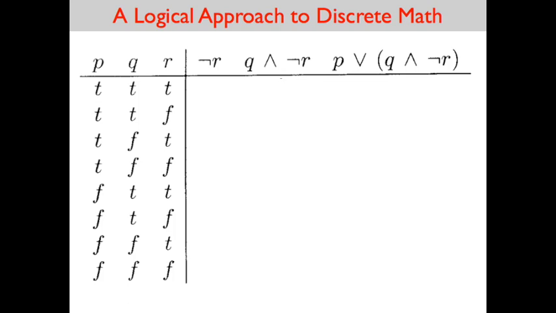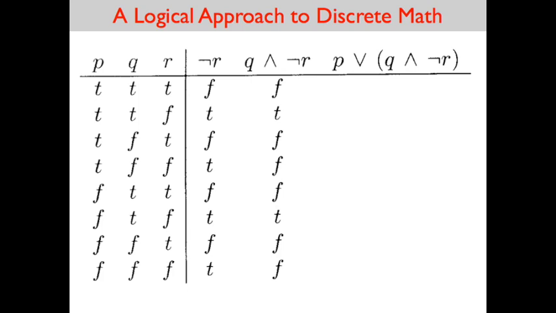Okay, so check this out. First of all, we work on this not R. So let's do the column for not R. If R is TF, TF, TF, TF, then not R is going to be false, true, false, true, and so on, FT, FT, FT, FT. Is everybody with me? And what about Q and not R? Now you have to take the Q column and the not R column, and you have to AND them together. So what will this be? Let's just name it off. False, true, false, false, false, true, false, false.